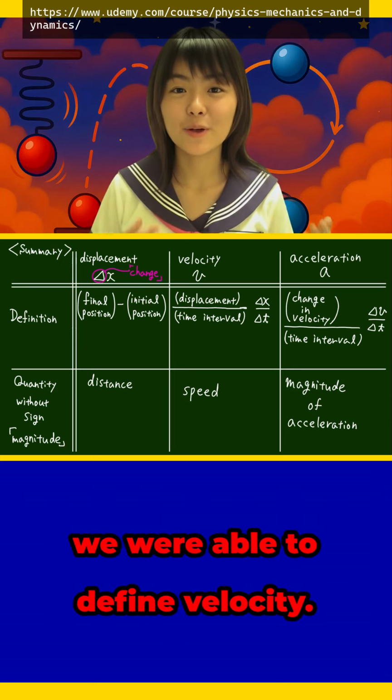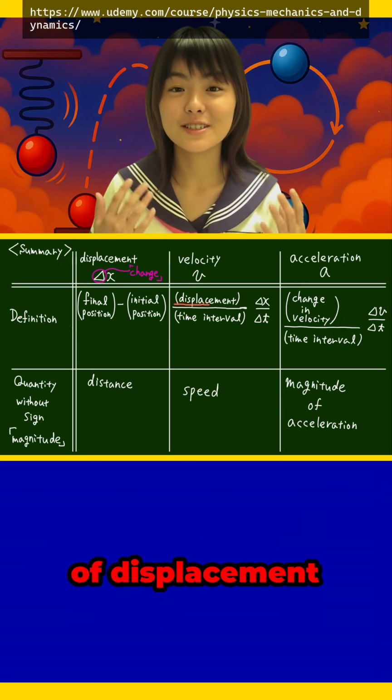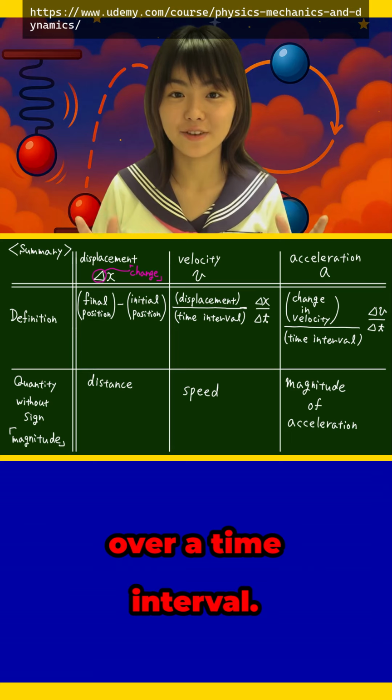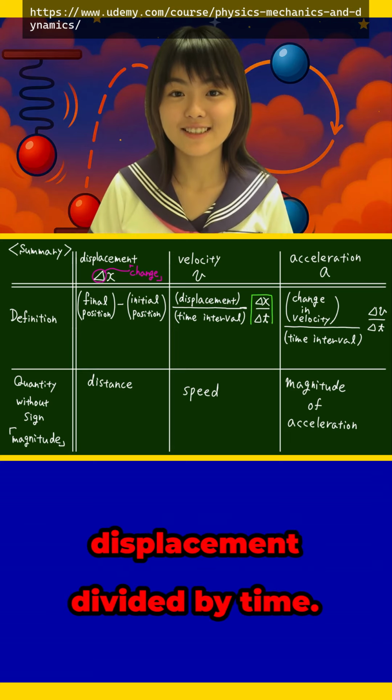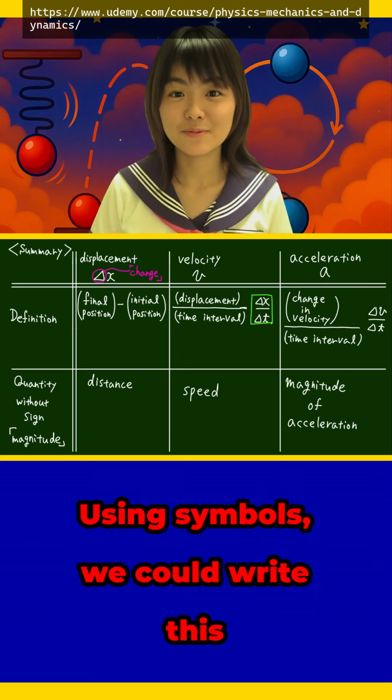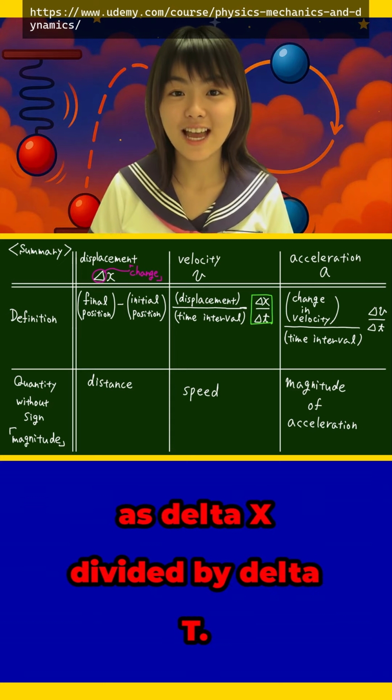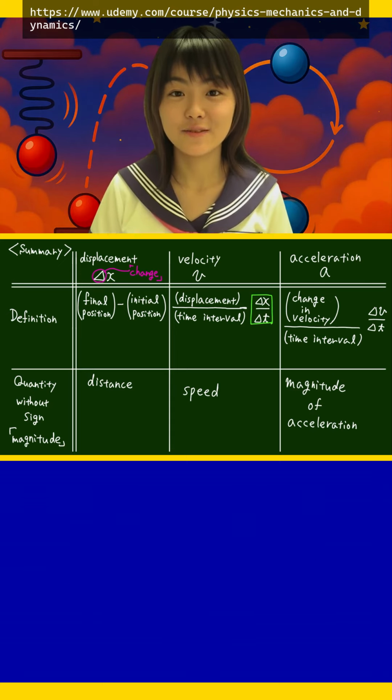Along with this, we were able to define velocity. Velocity is the value of displacement over a time interval. In other words, it is displacement divided by time. Using symbols, we could write this as delta x divided by delta t.